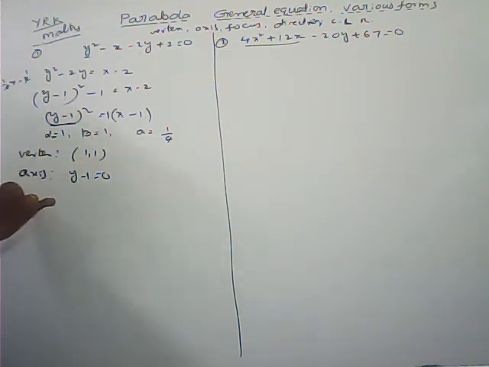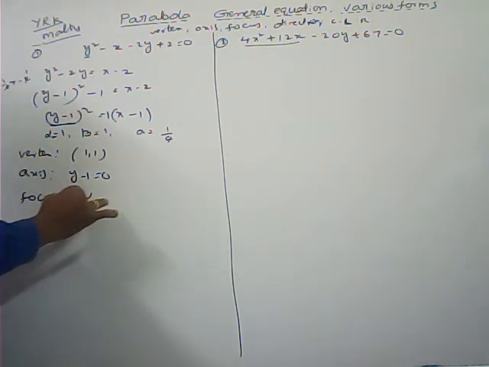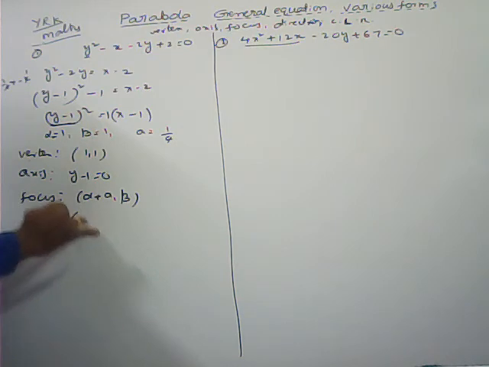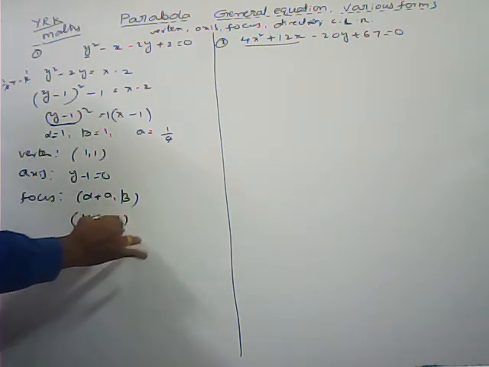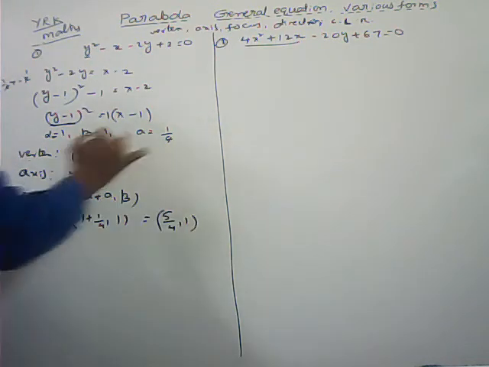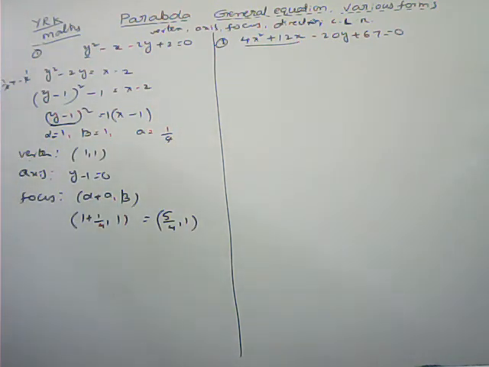Next, the focus. For the standard form y square equals 4x, the focus is a comma 0. Here we are writing alpha plus a comma beta. What is alpha here? 1 plus 1 by 4 comma beta, that is equal to 5 by 4 comma 1, that is the focus of the parabola.